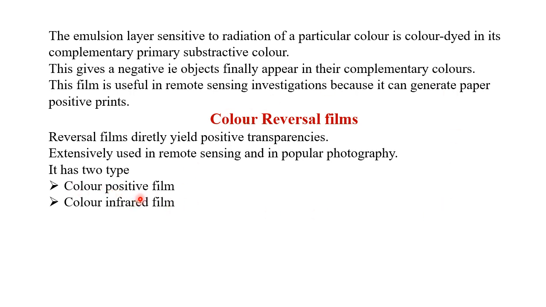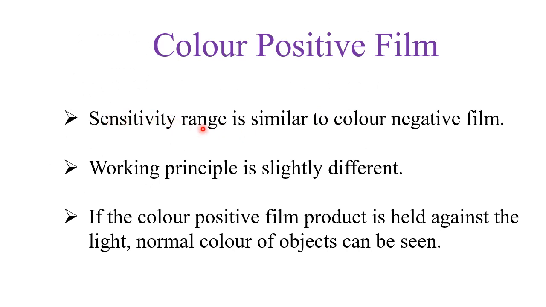Now we see what color positive film is. The color positive film sensitivity range is similar to the color negative film. Earlier I explained that in color negative photographs silver is washed away, and the working principle is different from that film. If the color positive film product is held against the light, the normal color of the object can be seen.